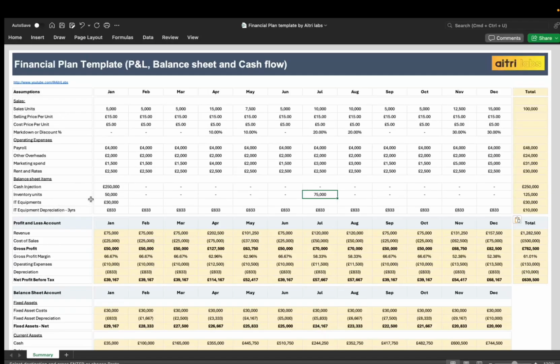IT equipment. So for my business, I need some really expensive IT equipment. So I bought £30,000 in there. As this is a balance sheet item, there's a depreciation. So depreciation is straight line for 3 years. So that's £10,000 every year. As you can see, I flat phased that £10,000 across the year.